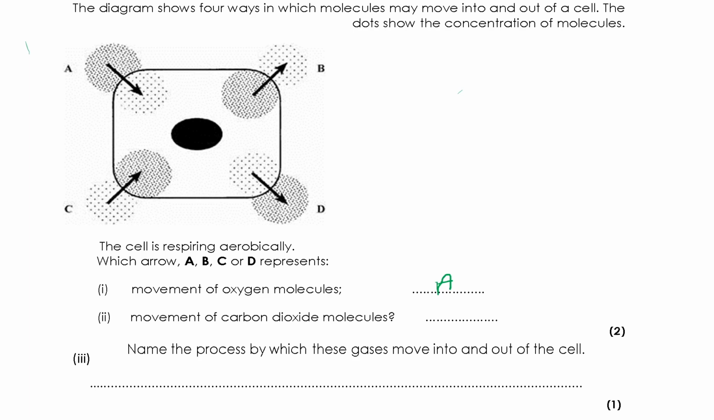If we look at the second question, the movement of carbon dioxide, carbon dioxide will be produced during respiration and move out of the cell, so we're either looking at B or D, but the one which is movement from an area of high concentration to low concentration is B. And this process that we keep talking about, of movement of molecules from an area of high concentration to low concentration, is called diffusion.